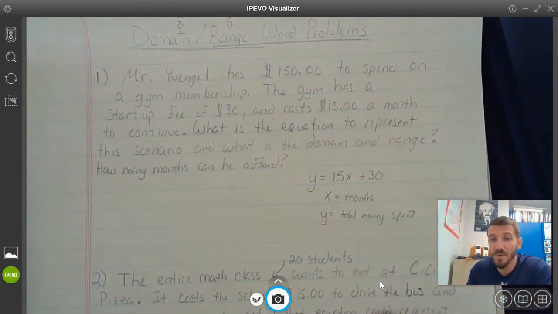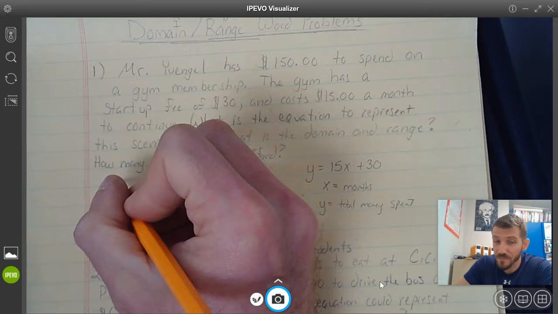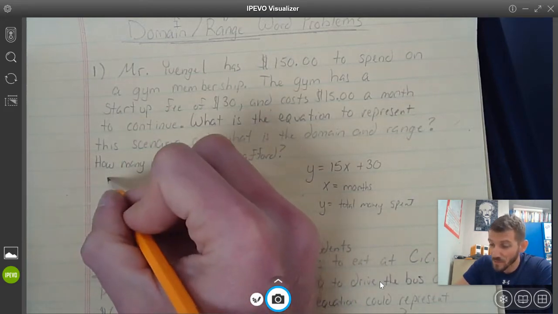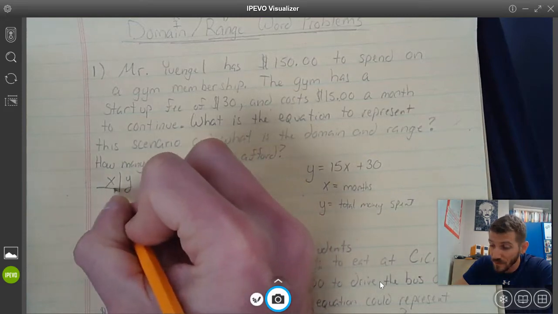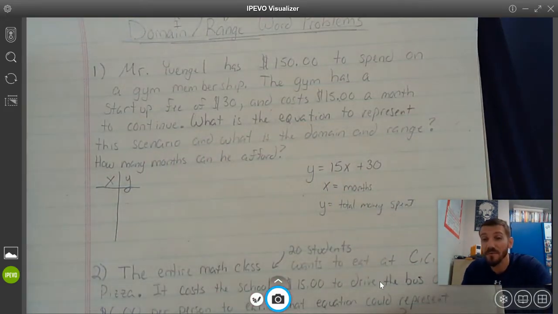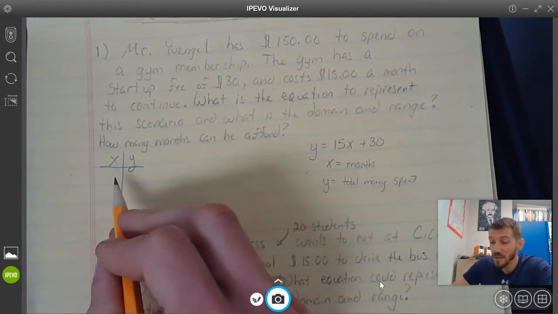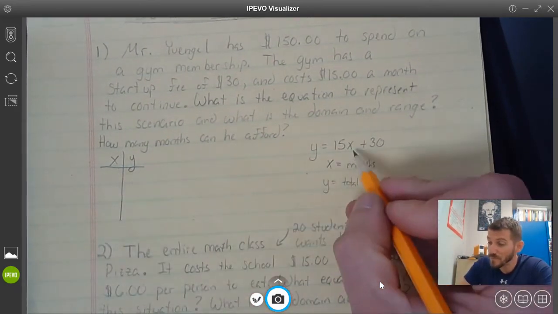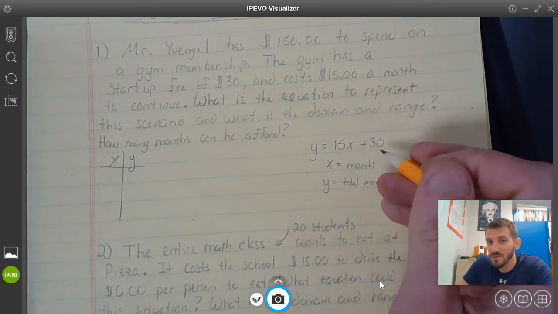Okay, so on that note, we want to come up with an accurate domain and range. Again, I'm going to make an XY chart because that's what domain and range is all about. If you do this for every problem, it'll make your life a lot easier. So let's start off with it. X is my domain. Well, how many months can I work out? Let's be realistic.